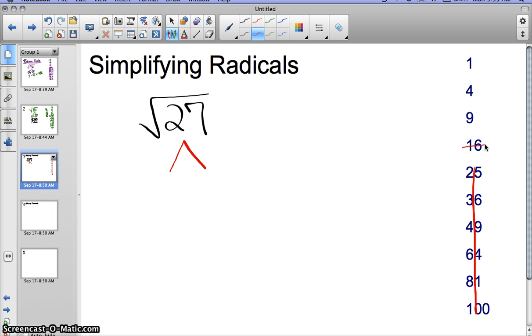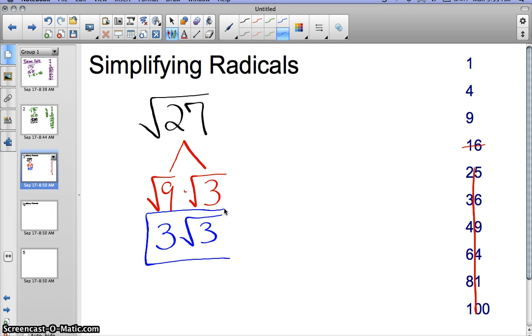What about 9? Does 9 go into 27 evenly? If you said yes, you are correct. 9 goes into 27 3 times. But remember, it's not 9 and 3, it's the square root of 9 times the square root of 3. So, now we need to say, well, since 9 is a perfect square, the square root of 9 gives us a 3, and since the square root of 3 cannot be simplified because 3 is a prime number, you bring it down, and you leave it as 3 square roots of 3. It's as simple as that.